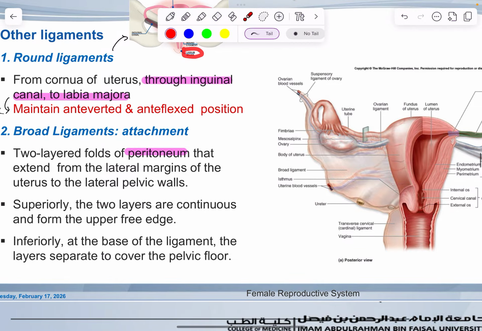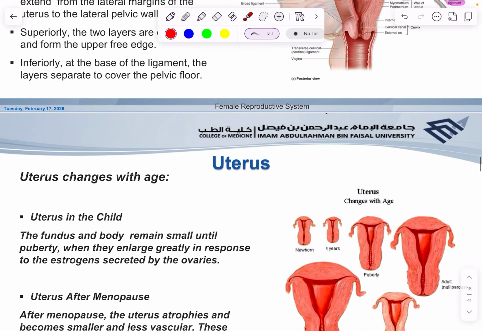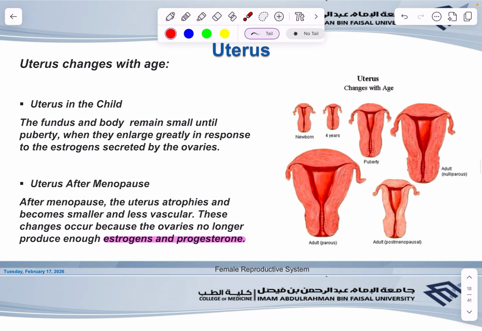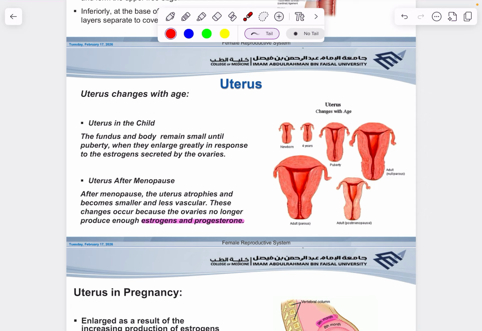طيب البرود ligament اللي هو كل هذا is going to be a twofold of peritoneum. من فوق they're going to be attached لكن من تحت the two layers are going to separate to allow passage of the vessels. طيب هنا it's just saying that in a child the uterus is going to remain relatively small until hormonal changes occur. The same thing is going to happen after menopause. Since we don't have as much estrogen and progesterone, it's going to become smaller and less vascular and eventually atrophy.